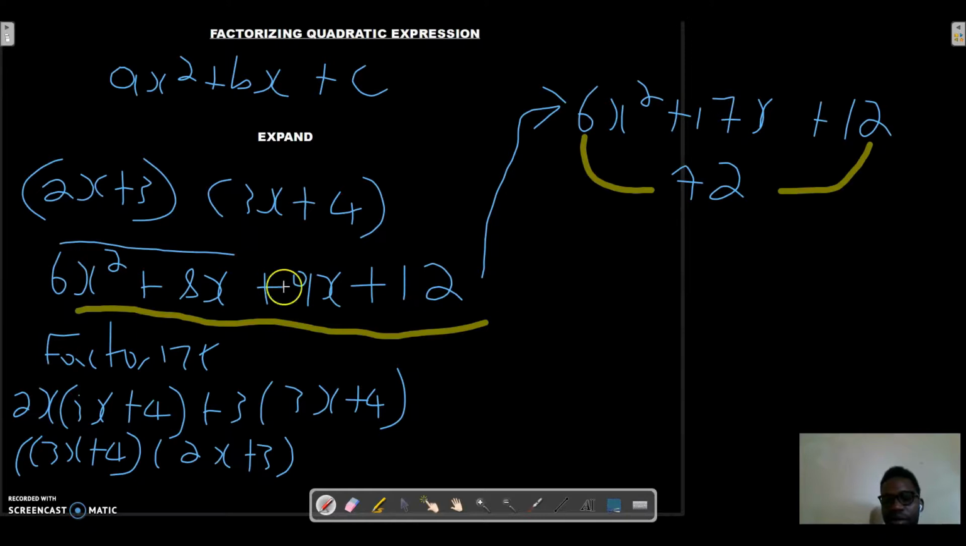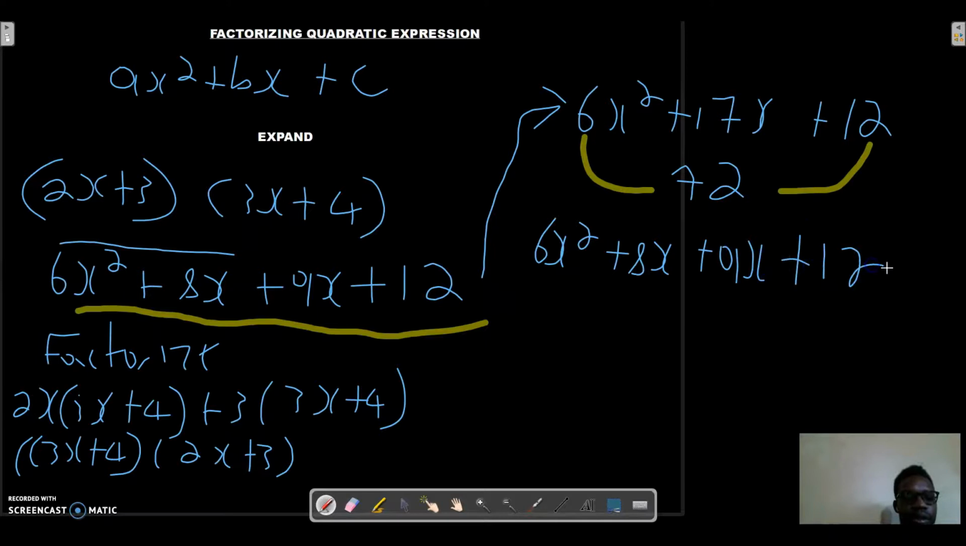We're trying to go back to this. So we can say it becomes 6x squared plus 8x plus 9x plus 12. Now it doesn't matter which number I write first because, as you know, addition is commutative. Good. Now let's just see if the connection is there.